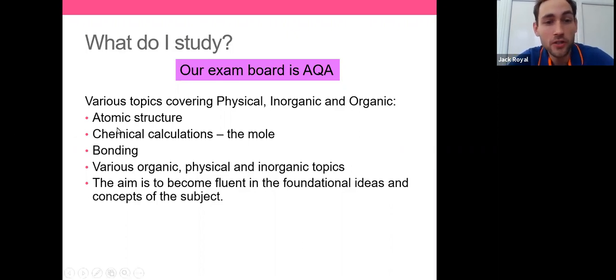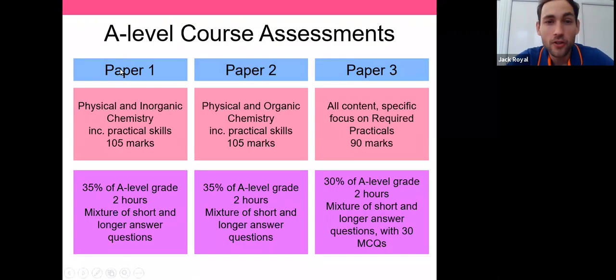You can see at the start of the course, these three topics here are building on what you've already looked at at GCSE. So we're looking at atomic structure, chemical calculations, and bonding. We then go into lots and lots of different organic and physical topics. And the aim of the course is to become fluent in the foundational ideas of chemistry as you progress towards higher education or university.